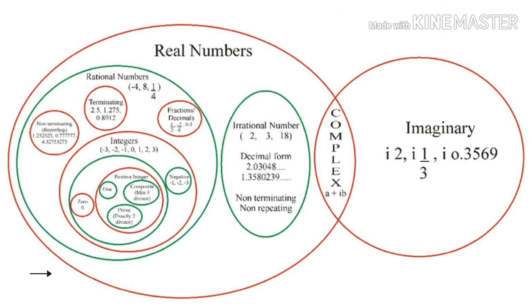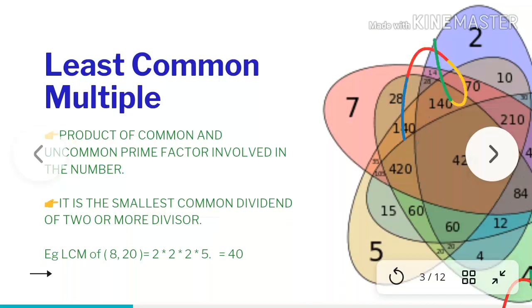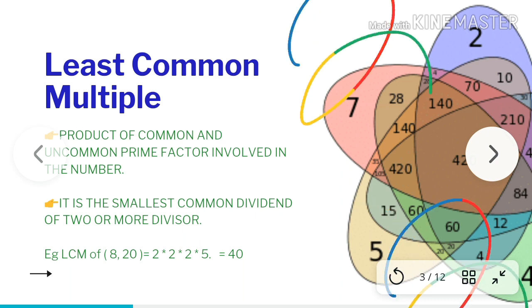Irrational numbers are the numbers which cannot be written in the form of m by n. For example, minus root 2, minus root 3, minus root 18. They are non-terminating, non-repeating numbers. LCM and HCF are two important concepts in algebra. Let us understand them step by step.